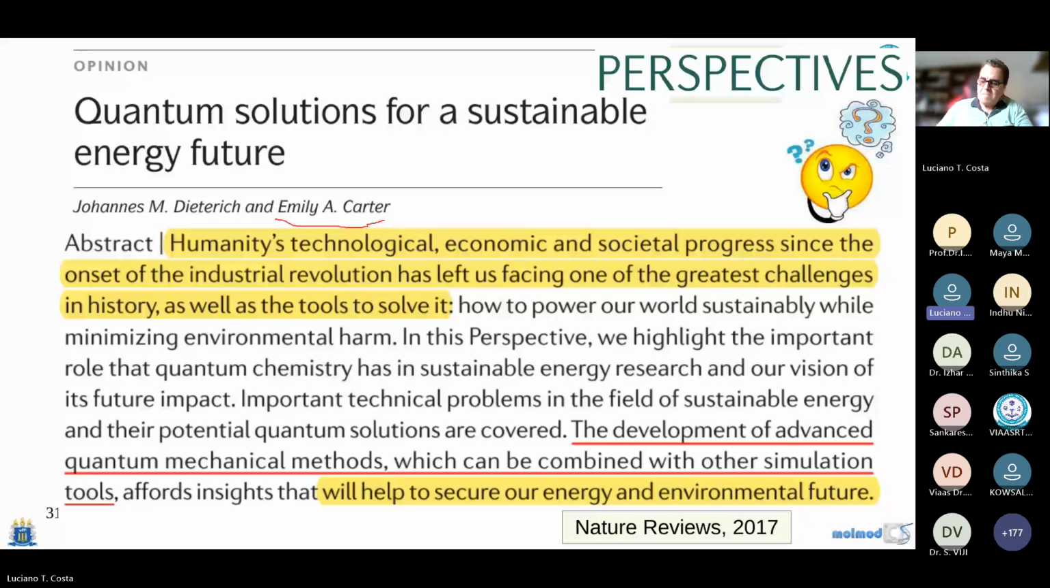So this perspective published in Nature Reviews in 2017 was a kind of proof to me that my decision in 2010, as I told you here in my presentation, that winter school was quite important in my career because I was right in deciding to work with quantum solutions and simulations to tackle many problems in the world.